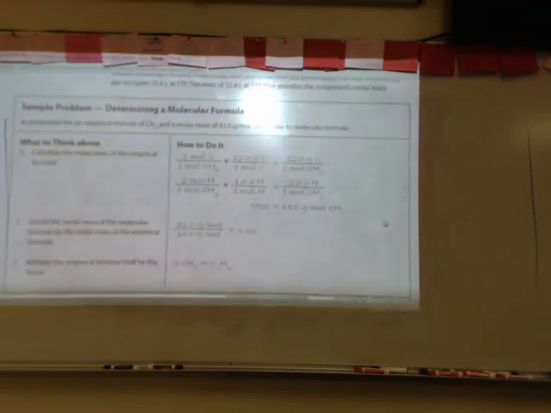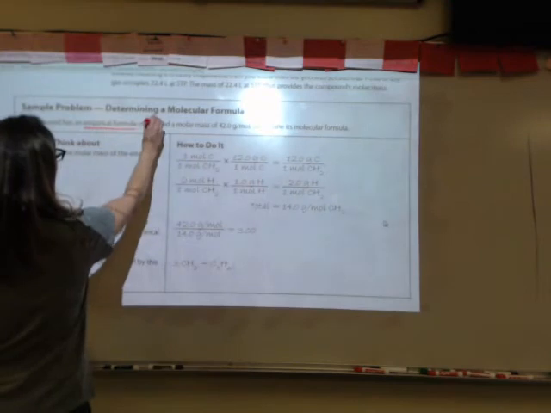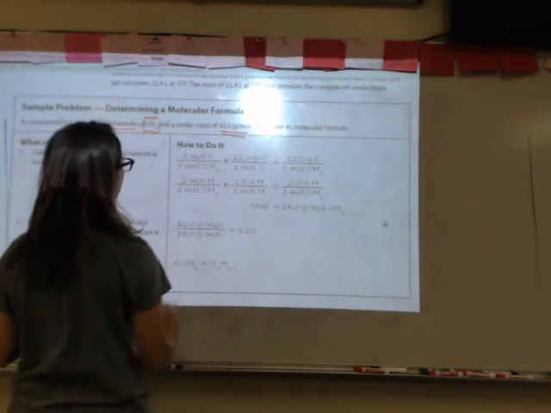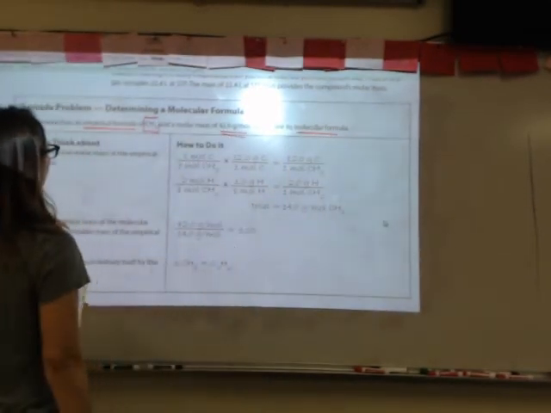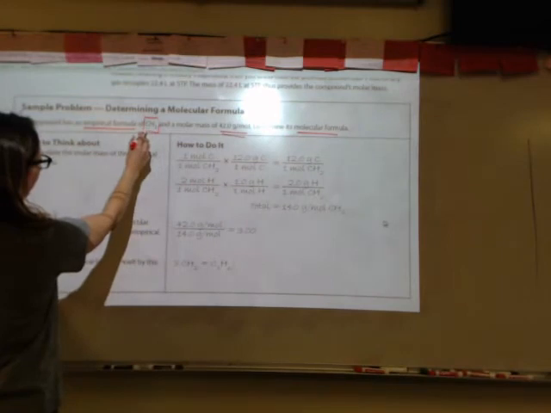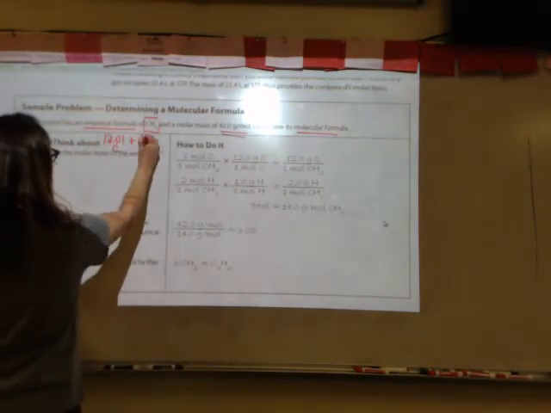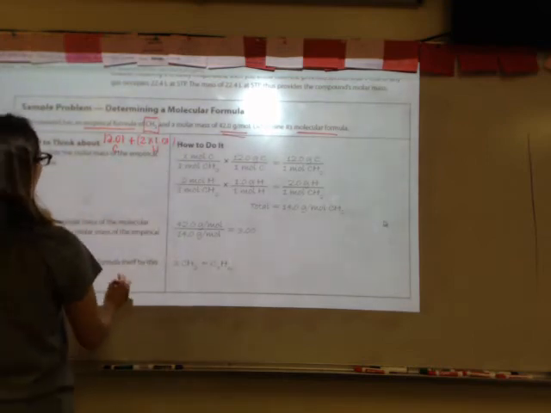So let me show you what this looks like. If I am looking here at this sample problem, they gave me an empirical formula of CH2, and they told me the compound's molar mass is 42 grams per mole. Find the molecular formula. Well, if I have the empirical formula and its mass is 12.01 for carbon plus 2 times 1.01 for hydrogen, which is around 14.